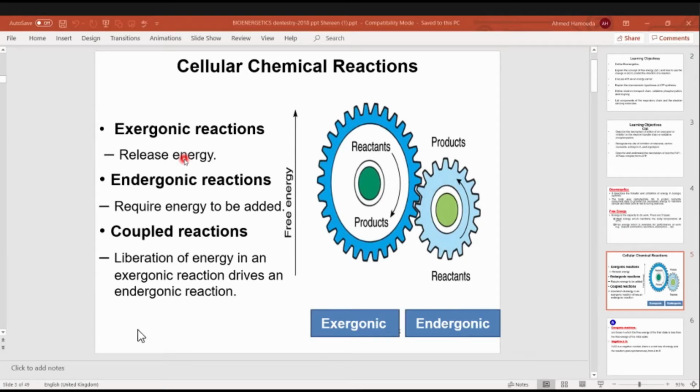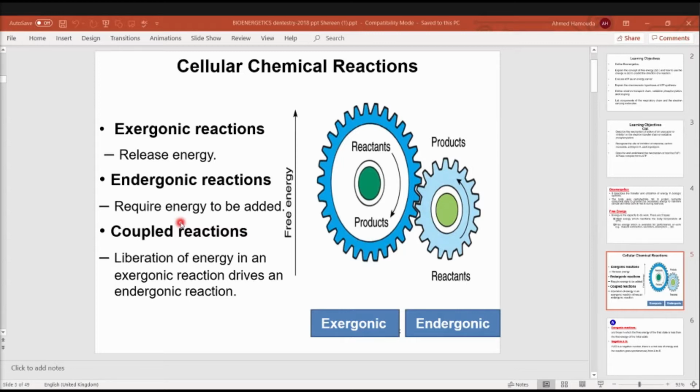First, you have an exergonic reaction. What does it mean? It is straightforward. Any reaction that releases energy, that gives away energy, is called exergonic. In contrast, anything that needs energy, that requires energy, is called an endergonic reaction. So you have exergonic and endergonic reactions, and they are opposite. If you know exergonic, you know what endergonic is.